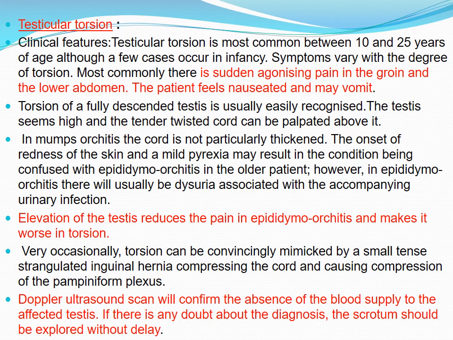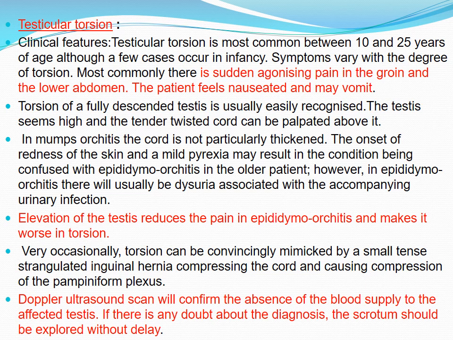Another subject, we talk about testicular torsion. This is one of the top emergencies in urology because, as you know, if there is torsion, this means impaired blood supply, and there is a risk of a gangrenous testis or damage to the testis, and this is a very miserable condition. Testicular torsion is most common between the ages of 10 and 25 years, although a few cases occur in infancy. I mean, during infancy, maybe there is a chance of testicular torsion.